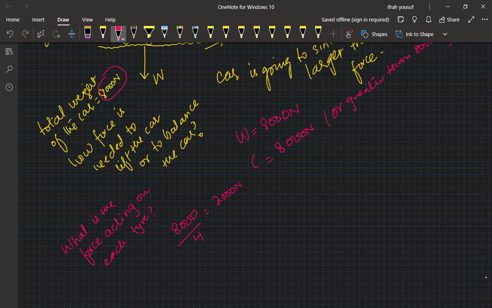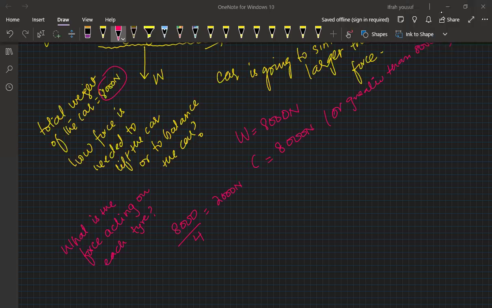And what is the direction of that force? It is downward, right? So 2,000 Newton on each tire, and the direction is downward, right?